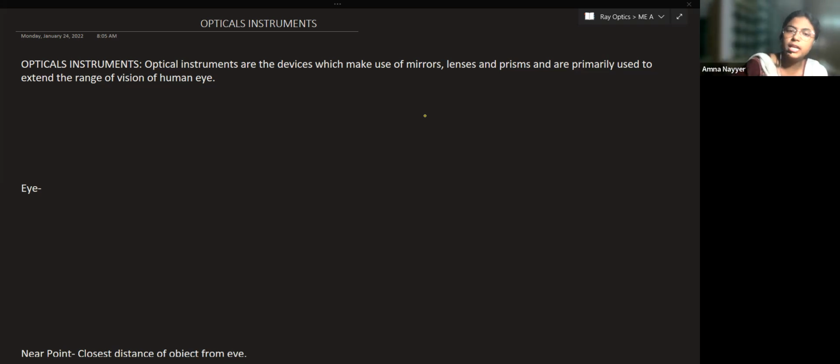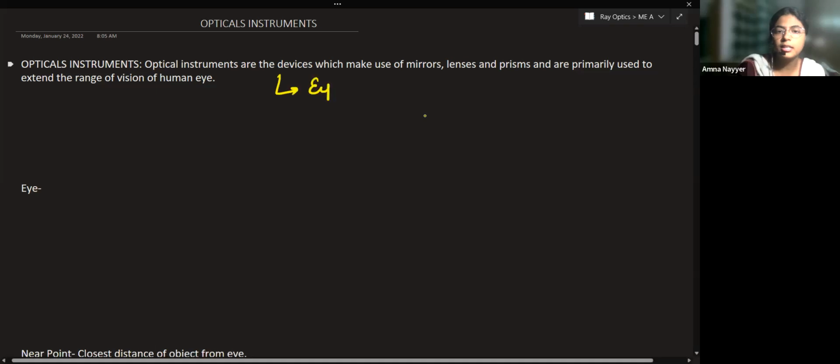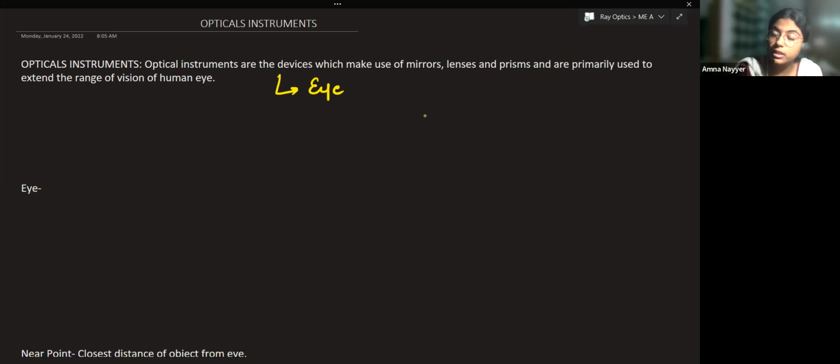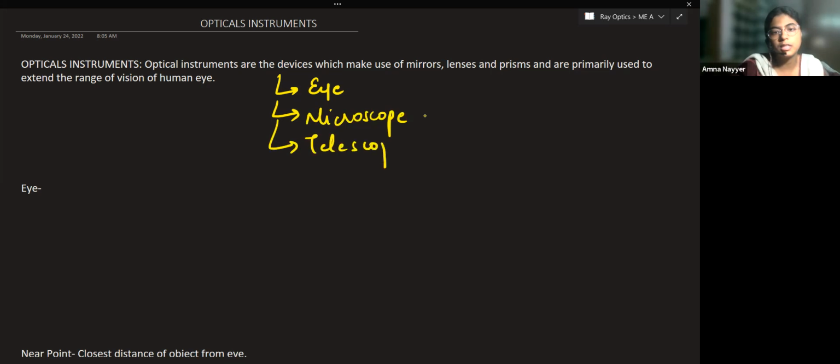Now, even our human eye comes under this category of optical instruments, because not only the devices that help you to extend your range of vision, these also include the devices that help you to see. So eyes are the basic human devices that help us to see. That's why eye will definitely be included. Then in your instruments, you have a microscope and a telescope.